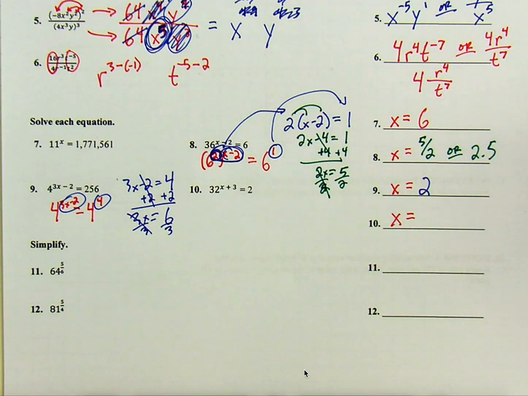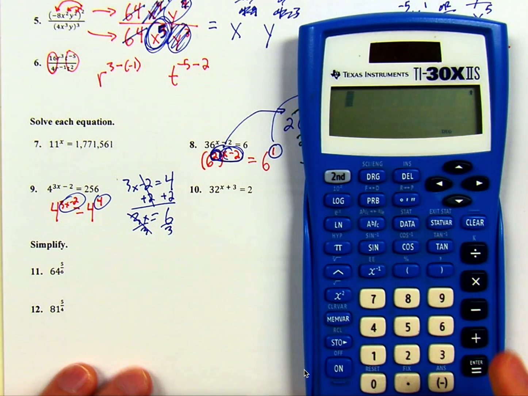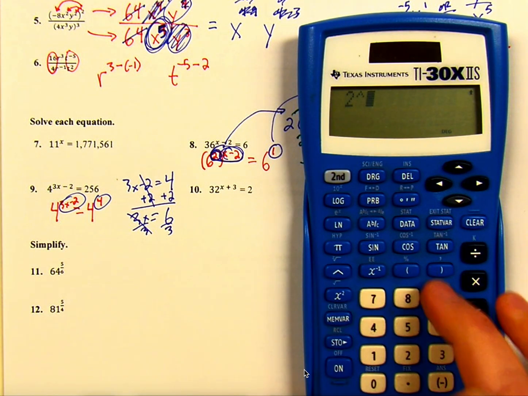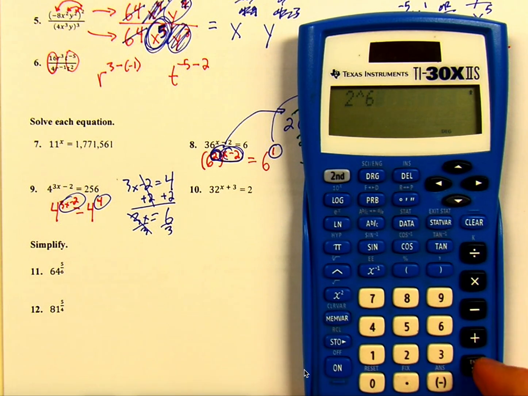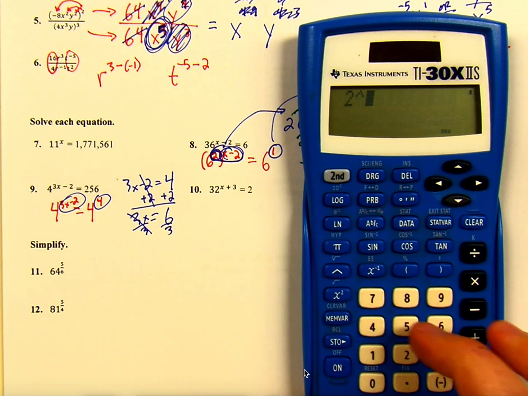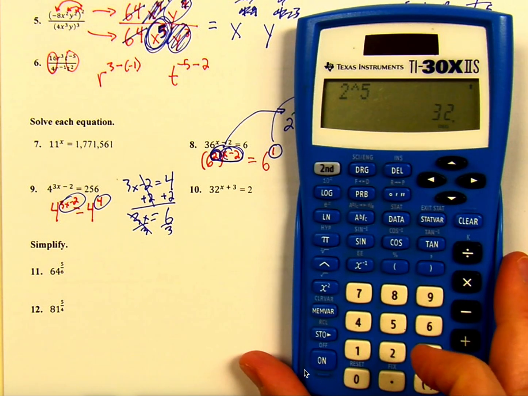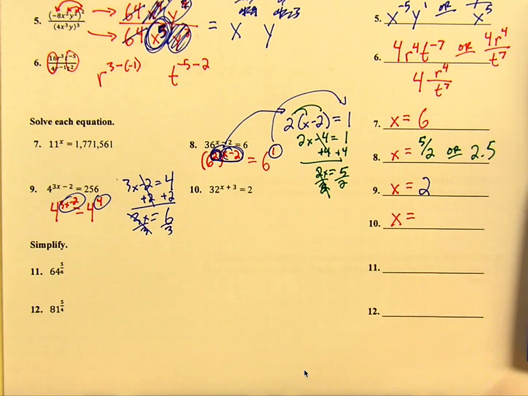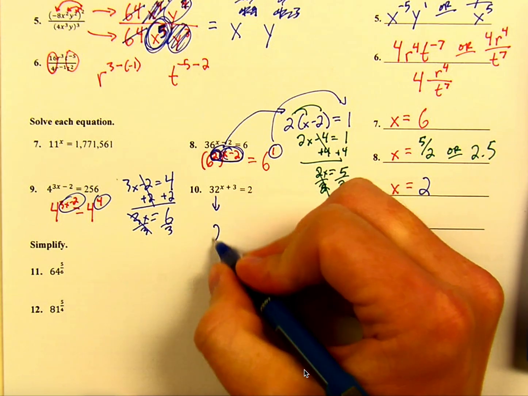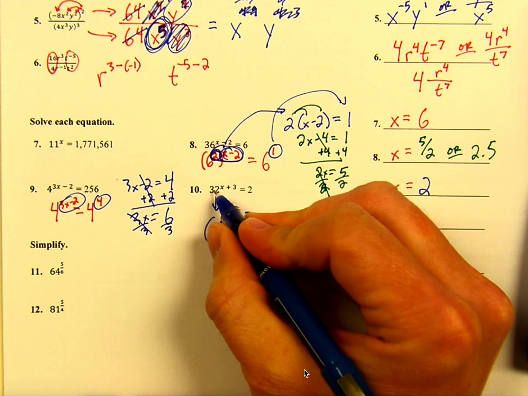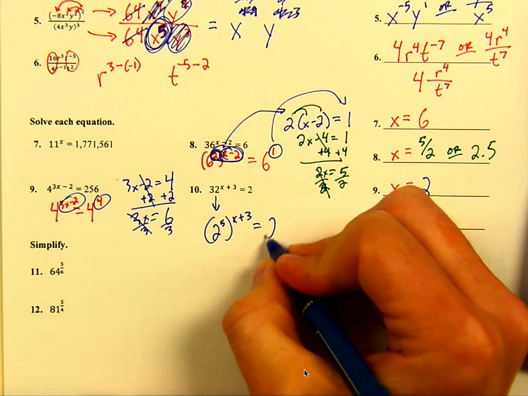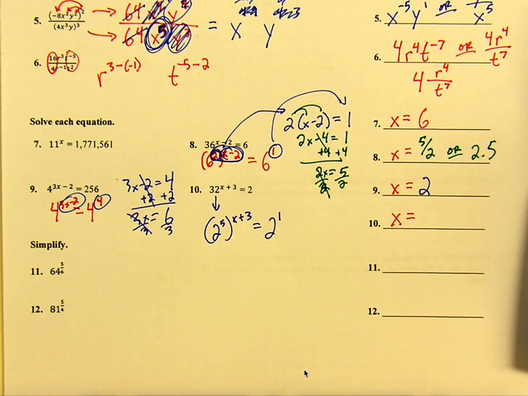And then, same idea on number 10. I've got to figure out 32 is 2 to the what power, so I'm just going to try 2 to the 9th power. Nope, too big. 2 to the 6th power. Too big. 2 to the 5th power. There it is. So 32 is 2 to the 5th power. So I'm going to make this 2 to the 5th power to the x plus 3, instead of 32 to the x plus 3, equals 2, and I'll put 2 to the power of 1.